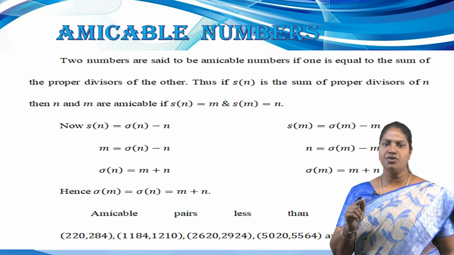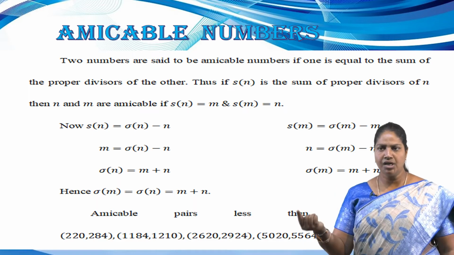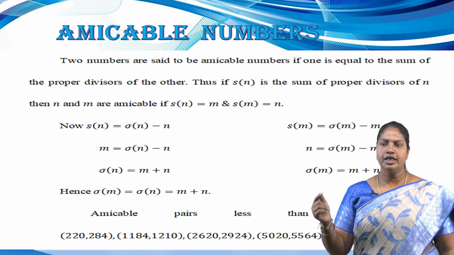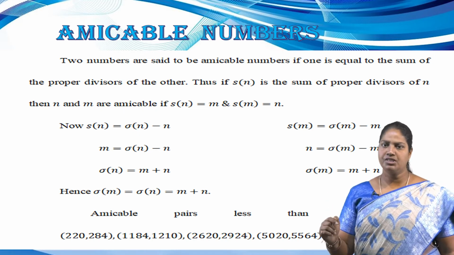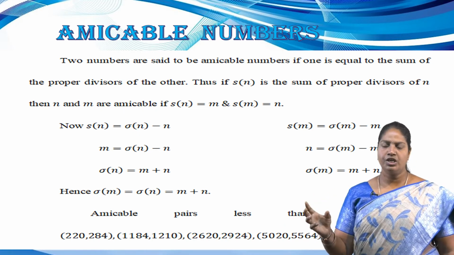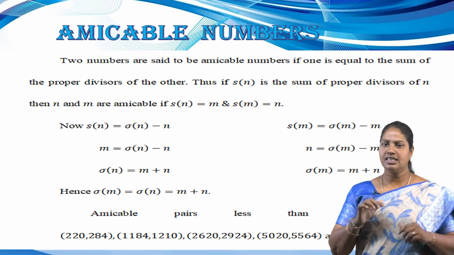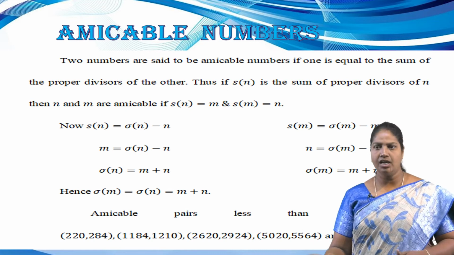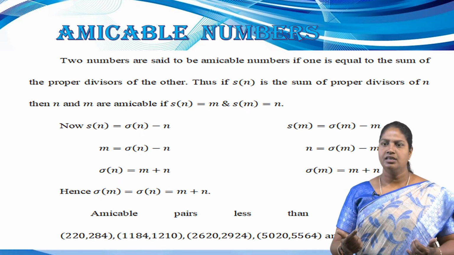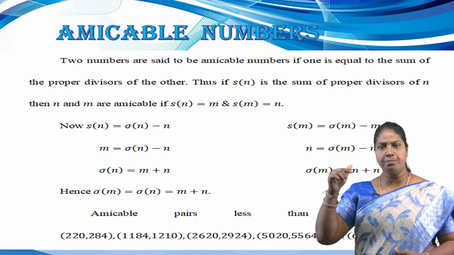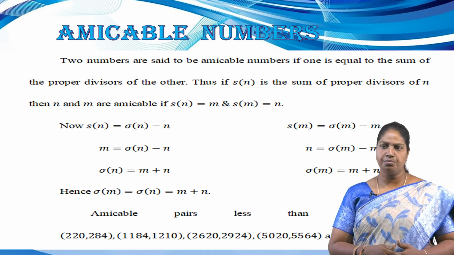So, in this case, sigma of n is equal to m plus n. Similarly, if m and n are amicable, s of m is equal to n. It also gives you sigma of m is equal to m plus n. So, if m and n are amicable numbers, we get the result as sigma of m equal to sigma of n equal to m plus n. That is, the sums of the divisors are equal and it should be equal to m plus n. So, there are some examples.